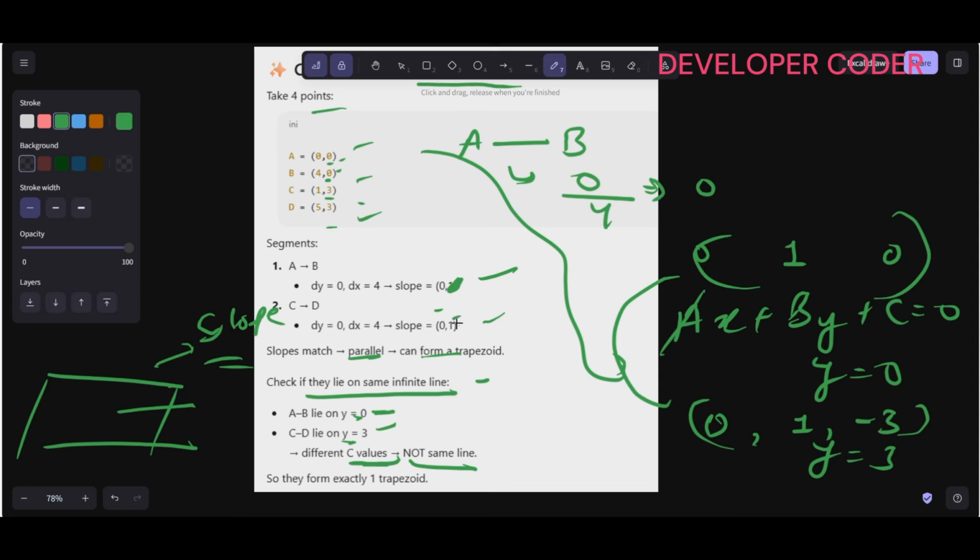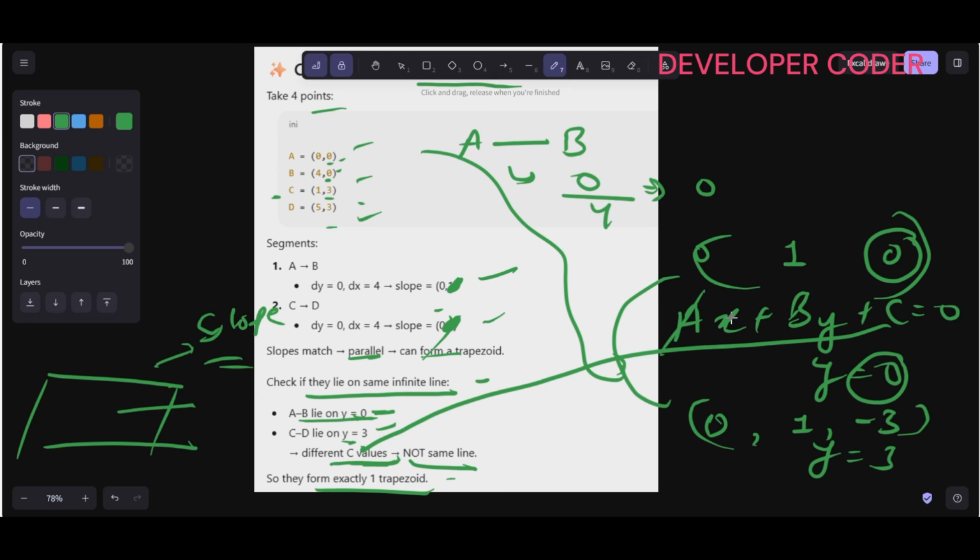Okay, slope we are going to get 0. Okay, and that's it. Slopes match, parallel, can form a trapezoid. Okay, a b lie on y, with different c values. Okay, and different c values, right? If you see this c, actually we are talking about here, not this c. Okay, and not the same line, so they form exactly one trapezoid.